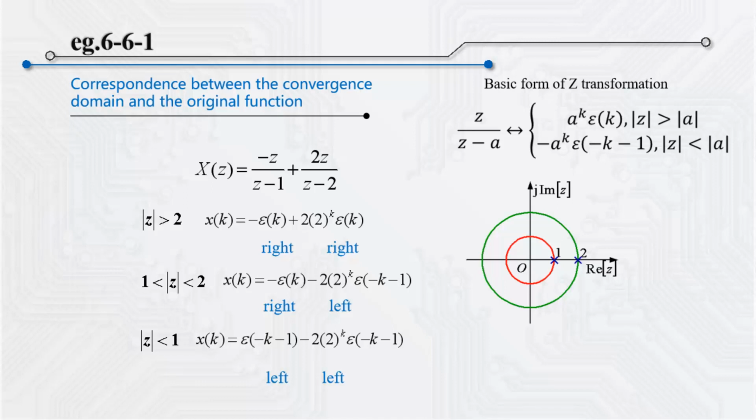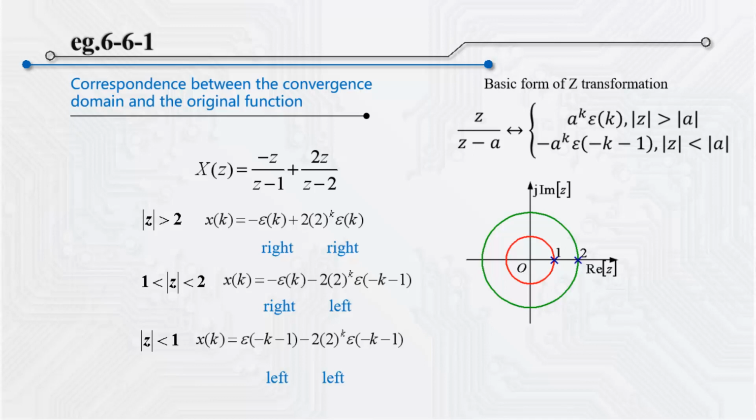Then according to the analysis just now, we can see that for the basic form of the Z transform, when the modulus of z is greater than the modulus of a, the corresponding form is the right-sided form. Therefore, the original sequences corresponding to these two expressions are as follows. This is the result. This is also the result of the right-sided sequence we just mentioned. Then there is another form.